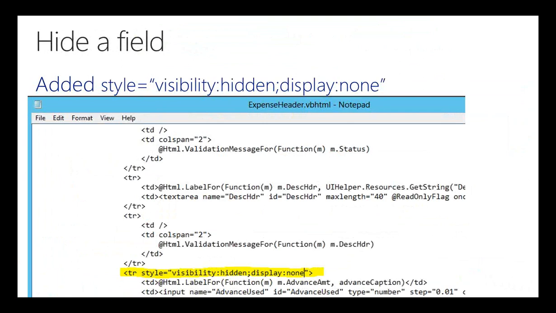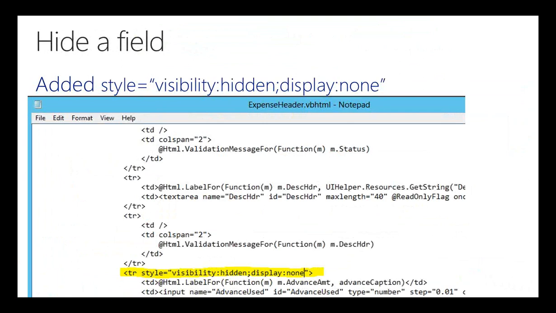And down here near the bottom, I see there's a blob of code here. The TR tag is a row. I can see HTML label for advanced amount. There's an input tag for advanced used. So I'm pretty confident I'm on the right track. And if you're doing this in a test environment, this is a place to start trying things out.